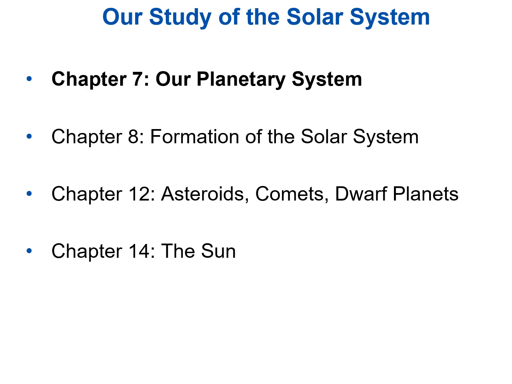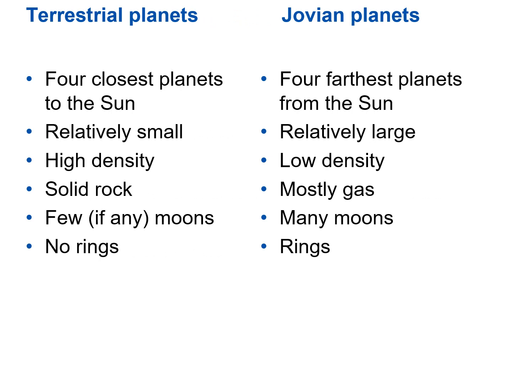Then we're going to skip some chapters in the book. We're going to go on to Chapter 12, which is on the smaller bodies in the solar system. So we'll look at asteroids, comets, and dwarf planets. And then finally, we'll look at Chapter 14 on the sun. Let's now look at patterns in our solar system.